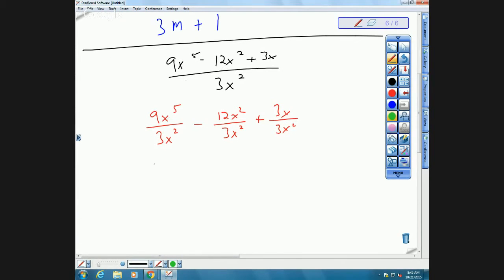9 divided by 3 is 3. 5x is on top, 2 on the bottom, so that leaves me with 3. Over here, 12 divided by 3 is 4. 2x is on top and 2 on the bottom, they cancel out. Here, 3 divided by 3 is 1. I got 1x on top, 2 on the bottom, so that leaves me with an extra x on the bottom. So that's kind of what we were talking about yesterday.